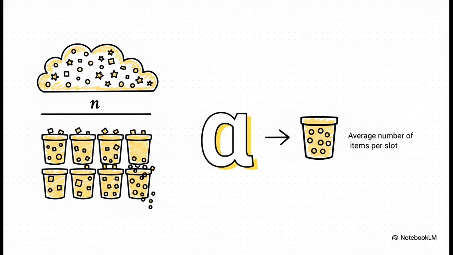Please don't let the notation scare you. N is just the total number of actual items we have stored, and m is the total number of slots in our hash table. In plain English, the load factor alpha is simply the average number of items sitting in each slot. So if we have 100 items and 10 slots, our alpha is 10. We average 10 items per list.